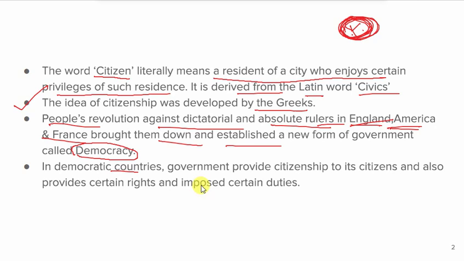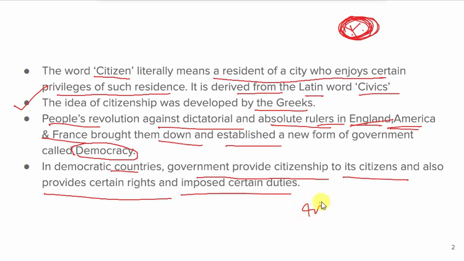And in democratic countries, the government provides citizenship to the citizens and also provides certain rights and imposes certain duties. In democratic countries, citizenship is given with certain rights, where we enjoy the privileges provided by the country or the democratic constitution. But there are also certain duties, because you can't only enjoy the rights. You need to have some duties to maintain and contribute to the development of the society, and you have to be responsible for a good, responsible democratic society as well. So that's why we need to have certain duties as well. That's how democratic governments provide certain rights and impose certain duties on citizens.